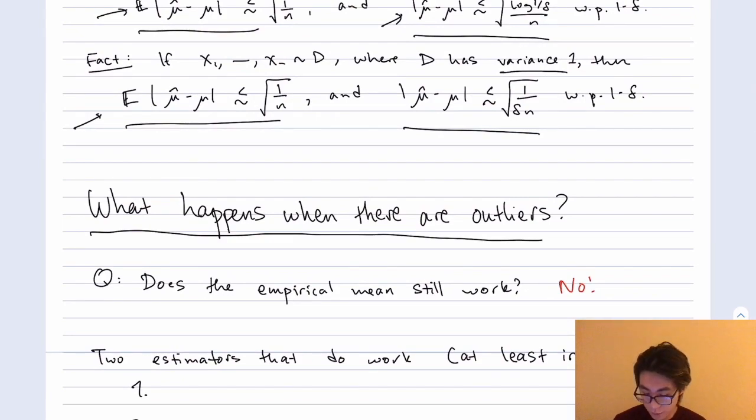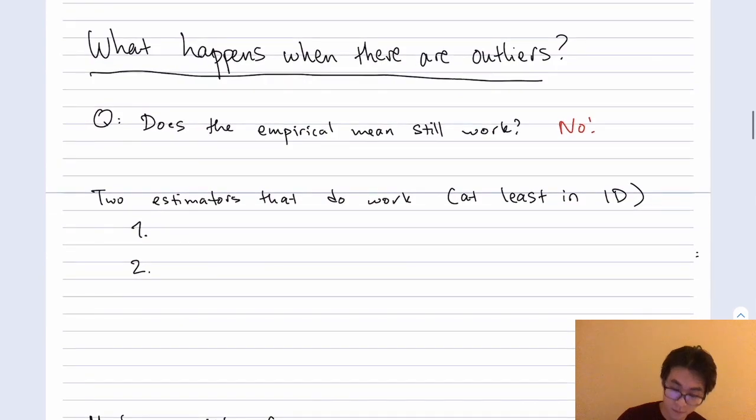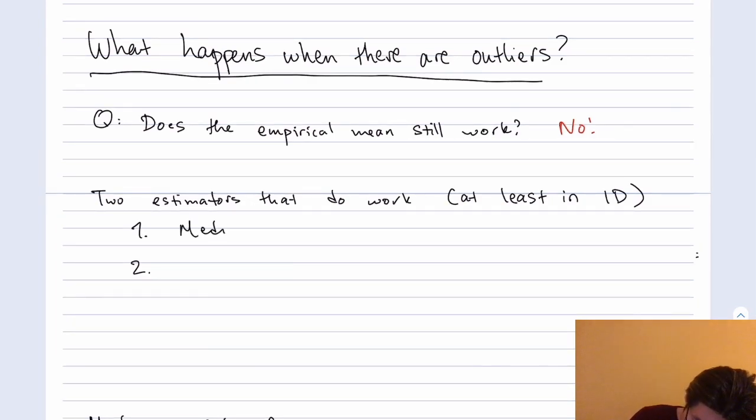However, there are 2 estimators that do work, and they're not too hard, at least in this simple univariate setting. We will cover them in this class, and we'll try to prove the bounds for them. Okay, so these 2 estimators that I claim will work are first of all the median, and then the second is a truncated mean.